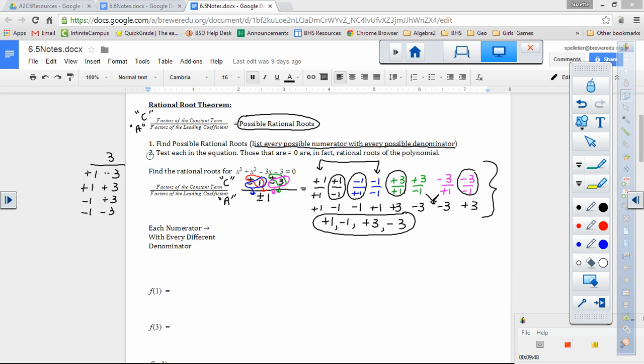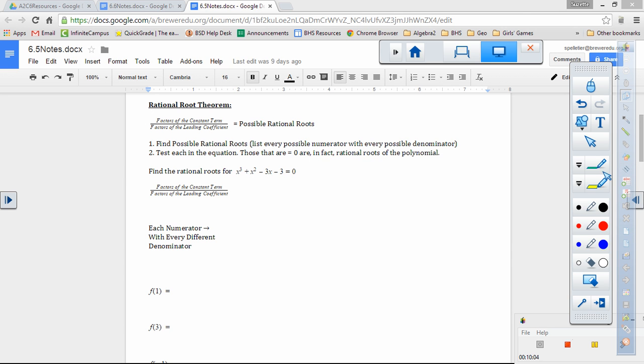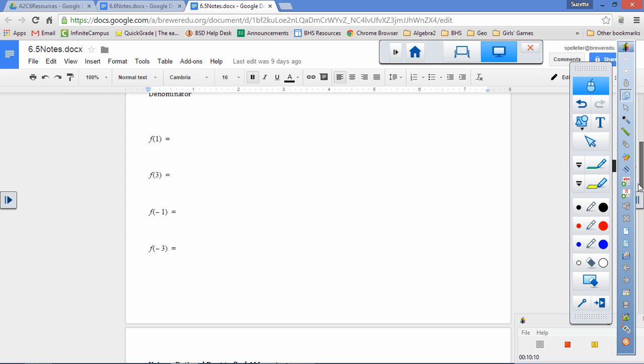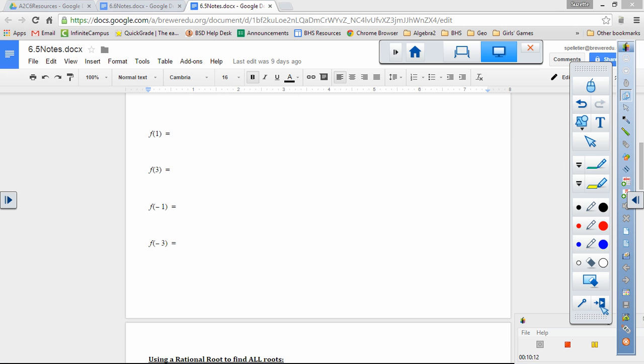Step 2, test each in the equation. Those that are equal to 0 are in fact rational roots. So I'm going to erase this and scroll the page up, and then we can talk about what we're going to do with +, -1, +, -3. We're going to test it in the equation, and the easiest way to test in the equation is to use synthetic division. There's two ways, but definitely synthetic division is the way to go.